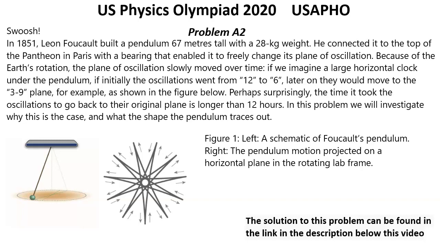Perhaps surprisingly, the time it took the oscillation to go back to the original plane is longer than 12 hours. In this problem we will investigate why this is the case and what shape the pendulum traces out. Figure 1. Left. A schematic of Foucault's pendulum. Right. The pendulum motion projected on a horizontal plane in the rotating lab frame.